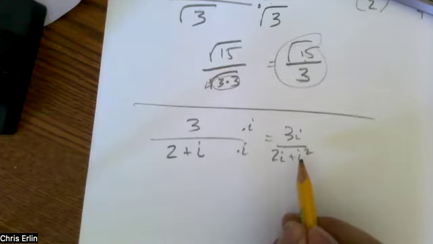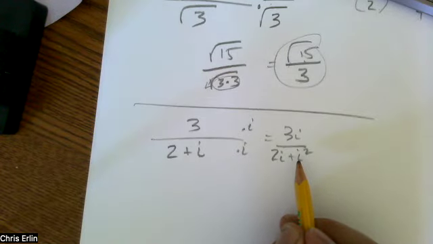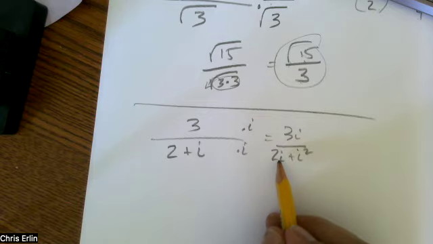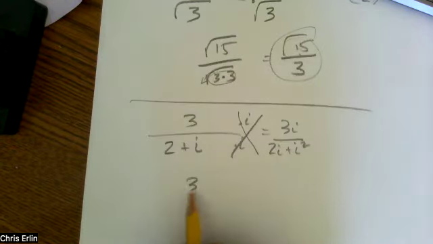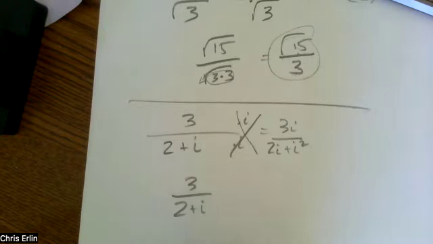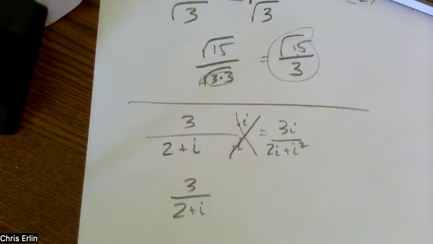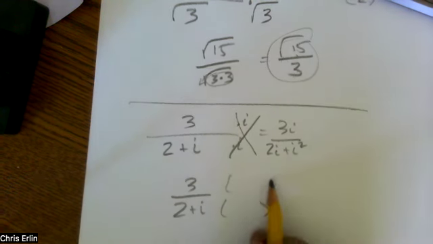The i squared is great. What's i squared? 1. Close. -1. Good. But 2i is a problem again. I just made the problem different, but still problematic. So you don't multiply by i over i. Instead, you multiply by something that's a lot like that difference of squares. You multiply it by the conjugate.